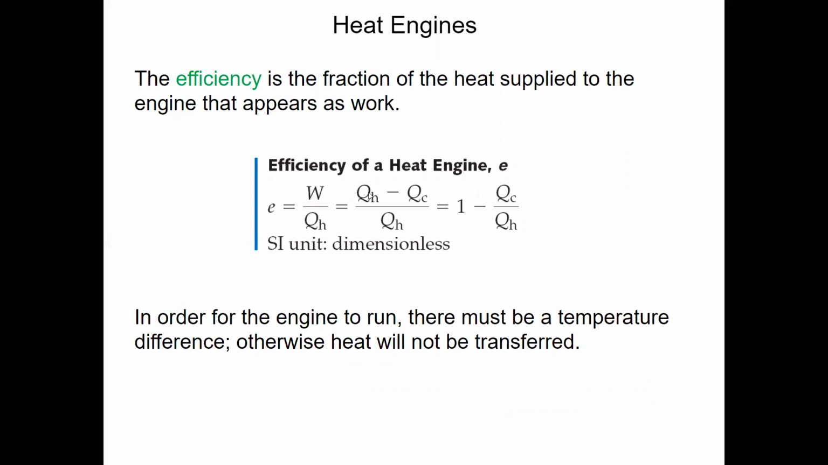It can be rewritten as QH minus QC over QH, because work equals QH minus QC. All right, or if you rewrite this middle expression here, then it becomes 1 minus QC over QH. Okay, efficiency is dimensionless, it's energy over energy.